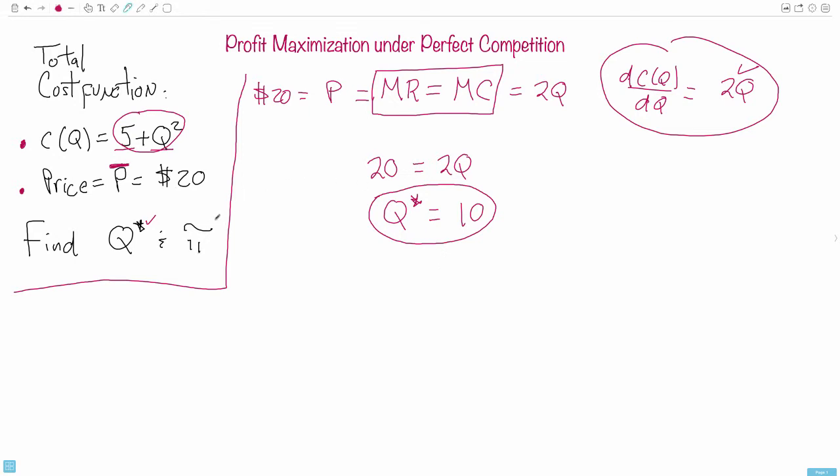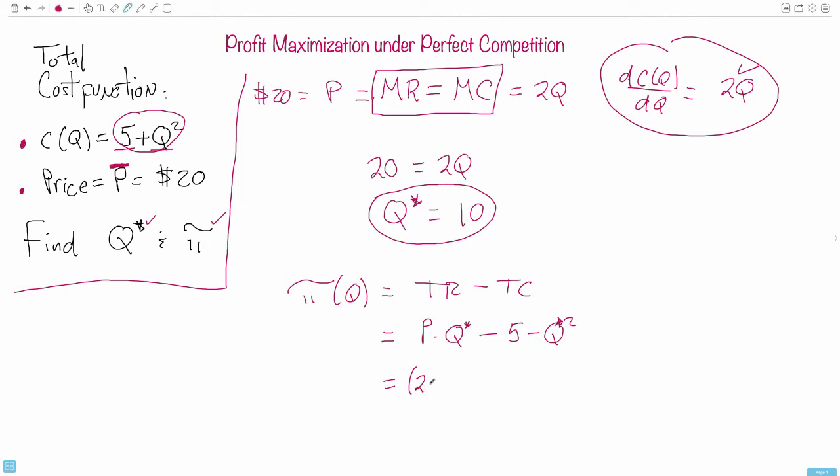But we still need to figure out what the profit level is. So remember, profit levels, which in this case depend on Q, are equal to total revenue minus total cost, the standard formula. But of course, this is equal to P times Q, the amount you charge, which is $20, times the amount you are selling, the optimal amount, minus total cost, which we know is right here, the total cost function, minus 5 minus Q squared. So all we need to do, of course, this is Q star, is to make the substitutions.